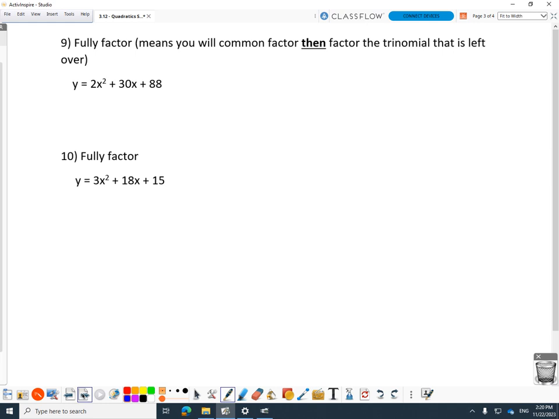So, first, common factor. What number divides into 2, into 30, and into 88? 2. So I pull 2 out front, and I divide all those terms by 2. I get x squared plus 15x plus 44.